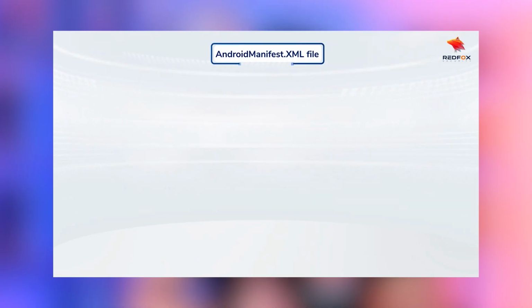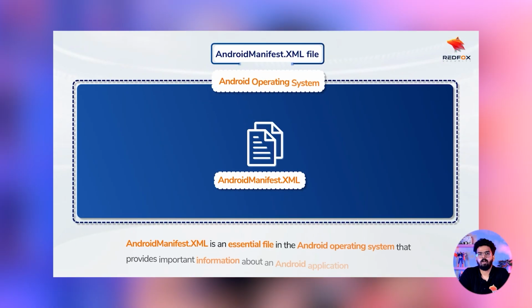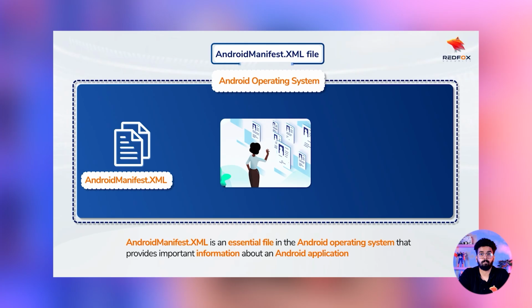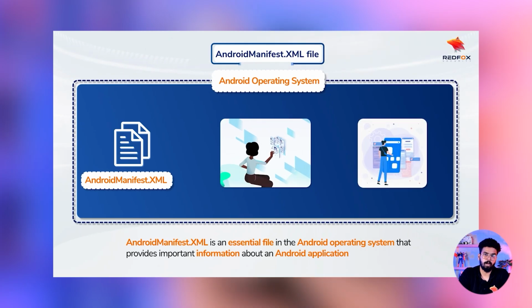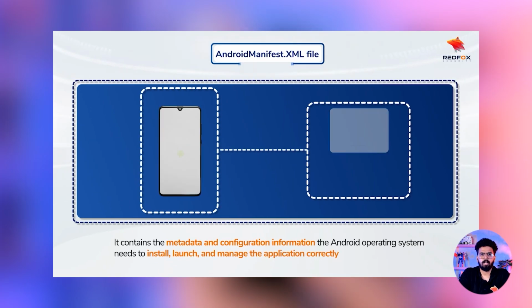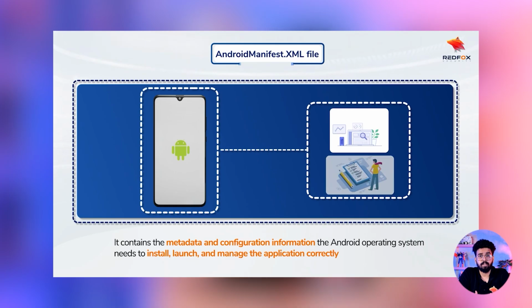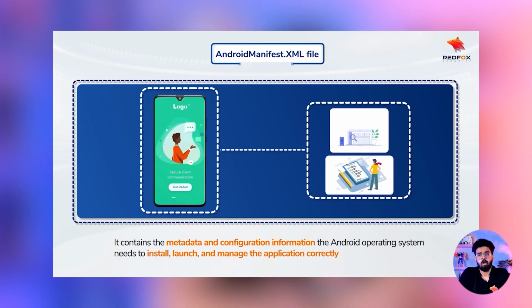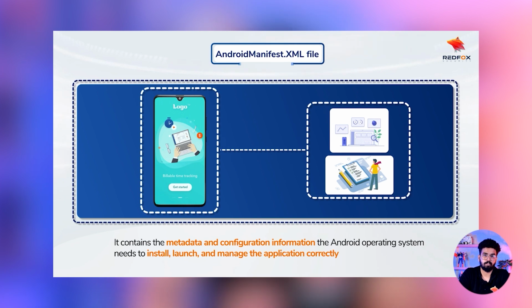AndroidManifest.xml file. The AndroidManifest.xml file is an essential file in the Android operating system that provides important information about an Android application. It contains the metadata and configuration information the Android operating system needs to install, launch, and manage the application correctly.